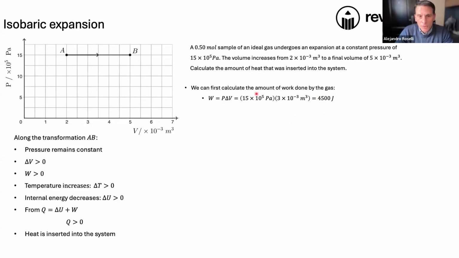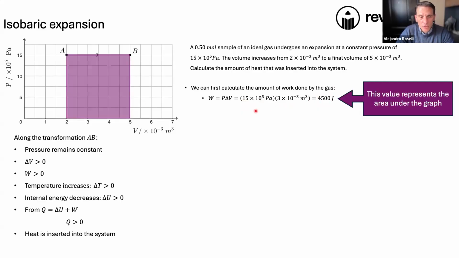Now, it's interesting to notice that we are multiplying two magnitudes, which correspond to an area. Geometrically, the multiplication we have just performed corresponds to the area of this rectangle. This value represents the area of the graph. Work will always be interpreted as the area under the graph, which in this case is a rectangular area, so we can just calculate it.